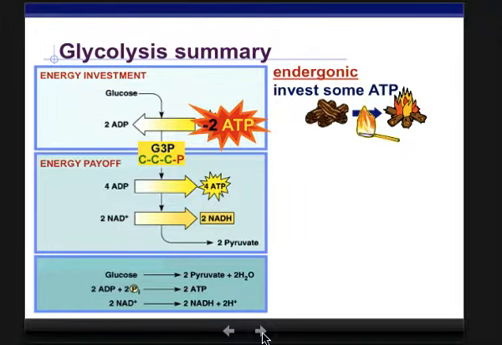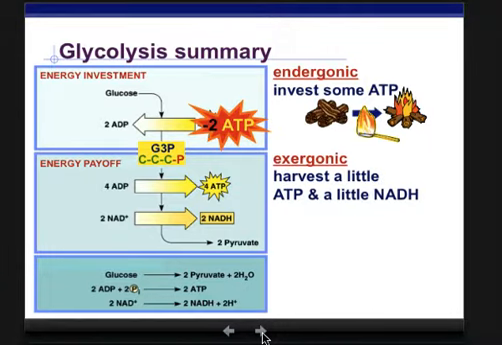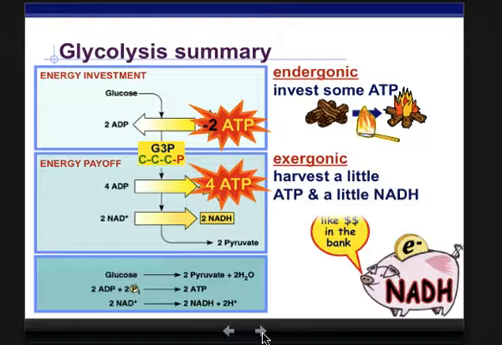Then we go into our energy payoff phase, which is an exergonic reaction. We're harvesting a little ATP and a little NADH. Okay, so there's our 4 ATP. Right, and our NADH is like money in the bank because it's our electron carrier. And you're going to see how this plays out in the next part.